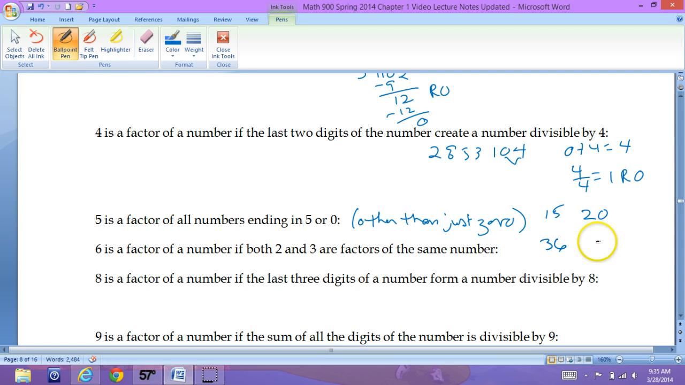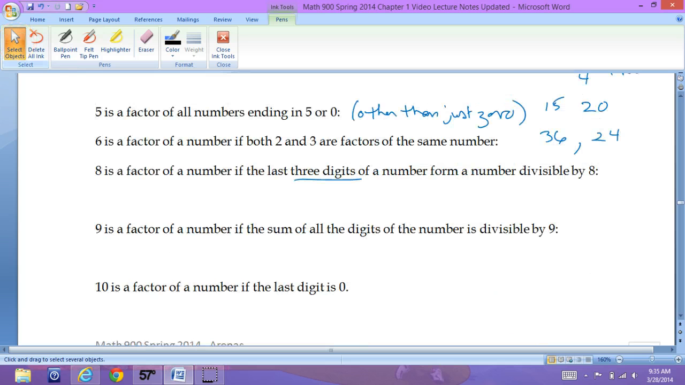Let's see what else we can show. 24. We know that 2 goes into 24. We know that 3 divides 24. Therefore, 6 has to divide 24, and hopefully most of you understand that it does already. This rule right here isn't quite so helpful. I'm just going to read it off to you. 8 is a factor of a number if the last 3 digits this time of a number form a number divisible by 8. So that's asking a lot to know the last 3 digits, and you might just be better off dividing the number at that point to see if it's divisible by 8.